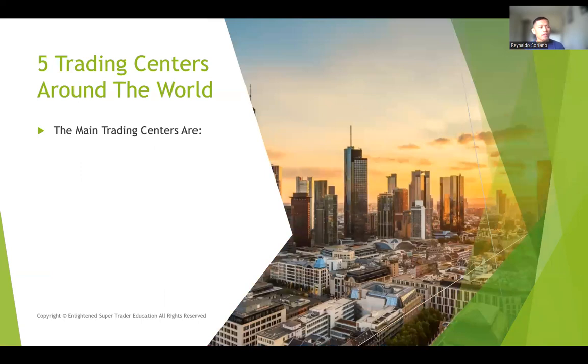So there are 5 trading centers around the world. The first one is Sydney, then Tokyo, London, Frankfurt, and New York. So those are the 5 main trading centers that trade globally. So it's non-stop when you're actually trading.